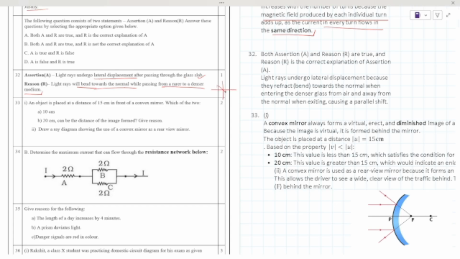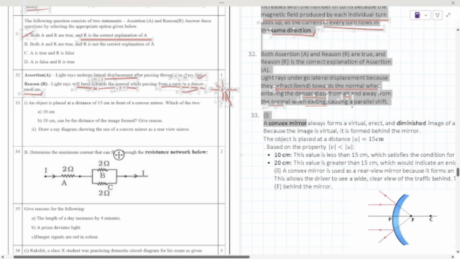Passing from rare to denser, it bends towards the normal. Yes, good. And the reason is also the correct explanation. A. Both A and R are true, and R is the correct explanation for A. As you can see in the explanation, light rays undergo lateral displacement because they refract, bending towards the normal when entering the denser glass from air and away from the normal when exiting, causing a parallel shift.